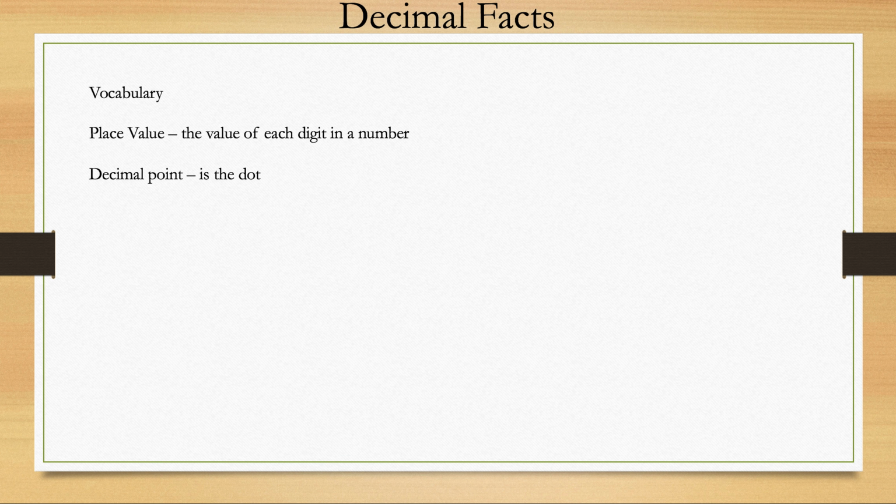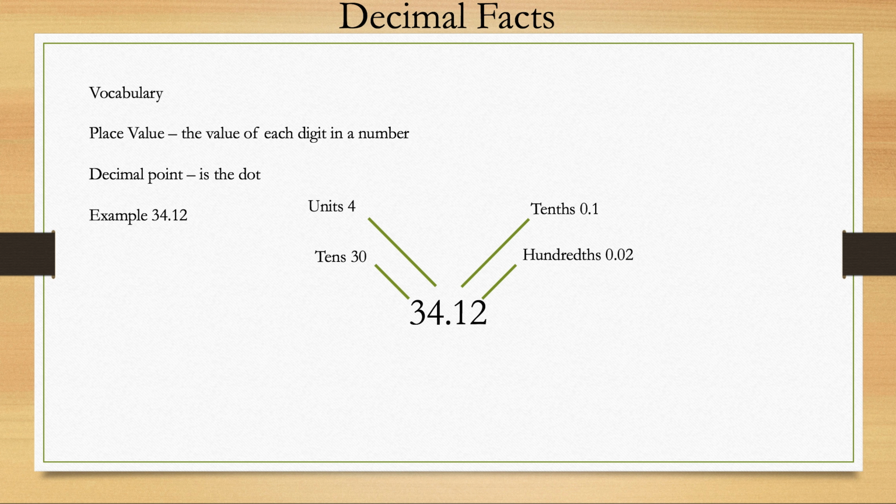Vocabulary. Place value, the value of each digit in a number. Decimal point is the dot. Now let's take a look at example 34 and 12 hundredths. As you can see on your screen now, the 3 represents the tens, the 4 the units, the 1 the tenths, and the 2 the hundredths.